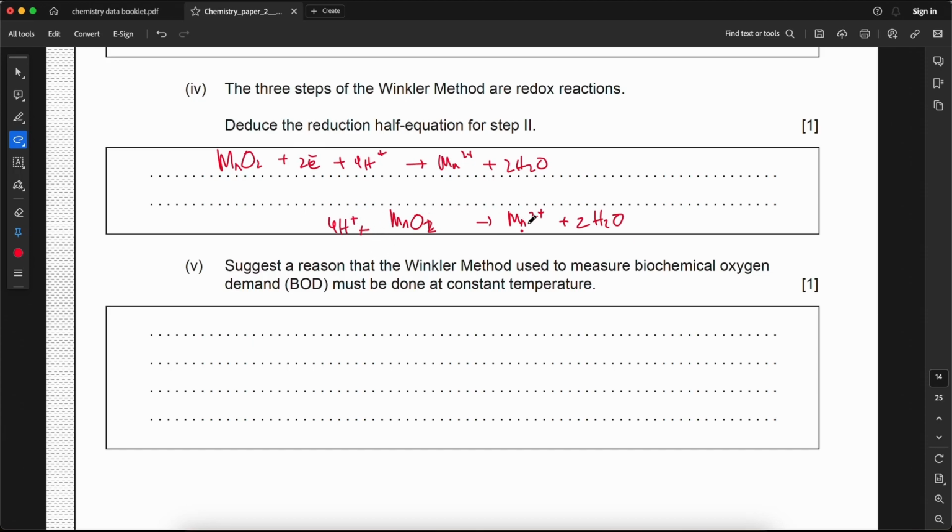And look at the charge. Here is +2 and here is +4. So to balance the charge, we can only add electron, which is negative. So we need to reduce the amount of positive right here by adding 2 electrons. So now it becomes +2 and here becomes +2. That's how you get this answer.